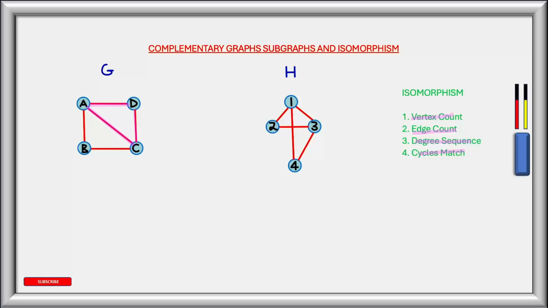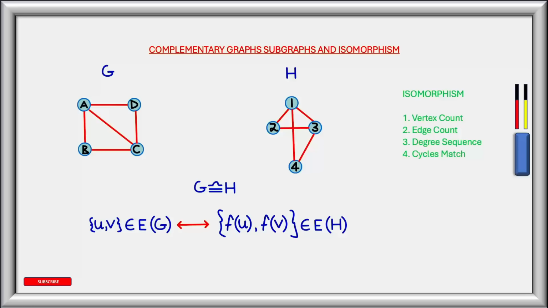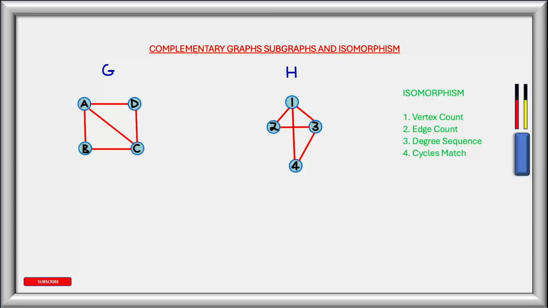If we have an isomorphism between graph G and graph H, we use this notation. So there's an isomorphism between graph G and graph H, and the edge UV belonging in the edge set of G must map to the corresponding edge belonging in graph H. Now let's use the graphs G and H on the board to test for an isomorphism.